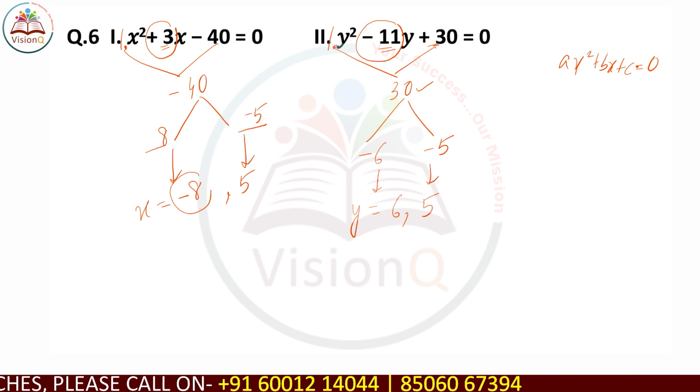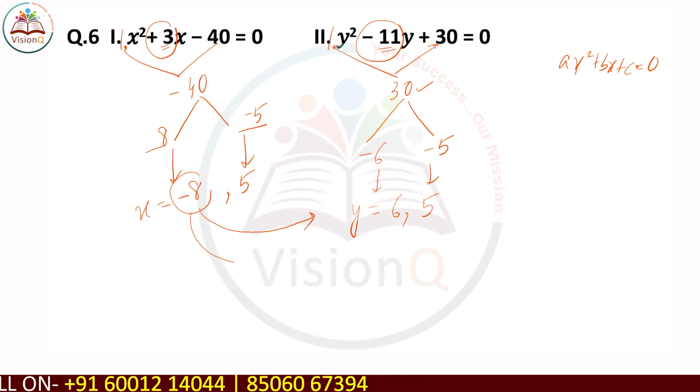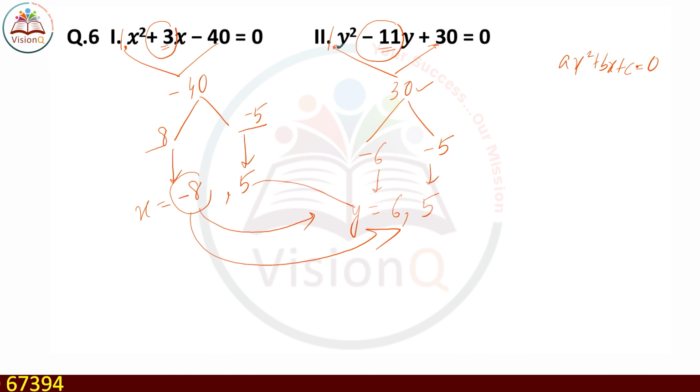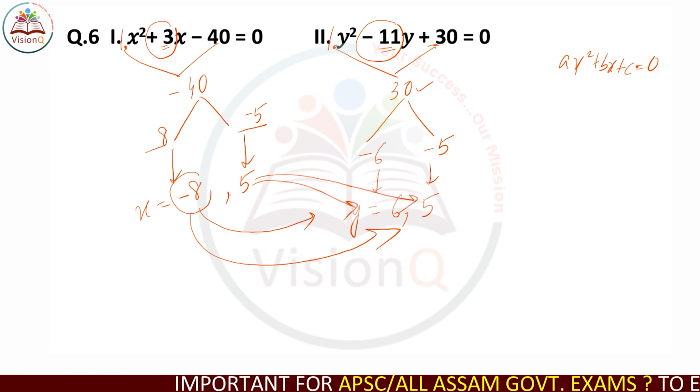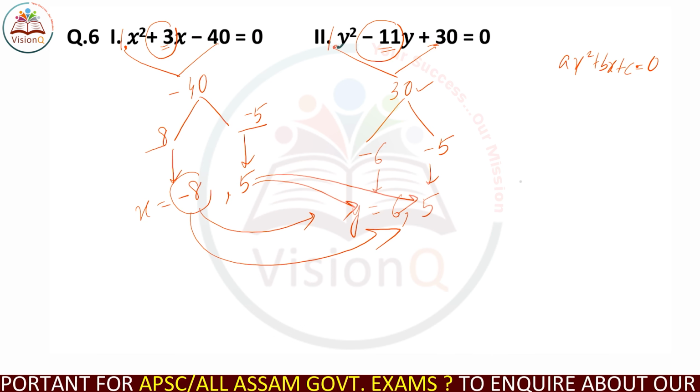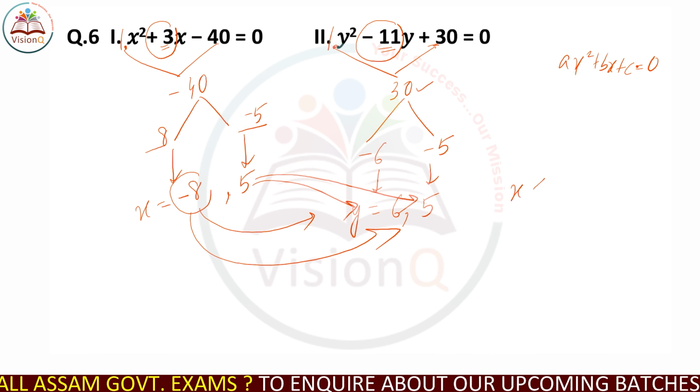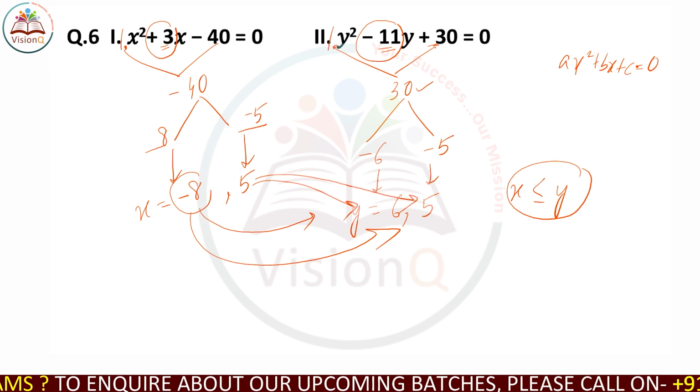Minus 8 is less than 6, minus 8 is less than 5, again 5 is less than 6, but 5 is equal to 5. So x is less than y, and also x is equal to y. So the correct answer of question number 6 is x is less than or equal to y.